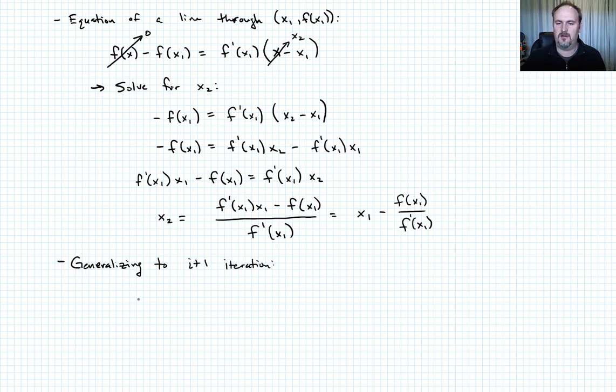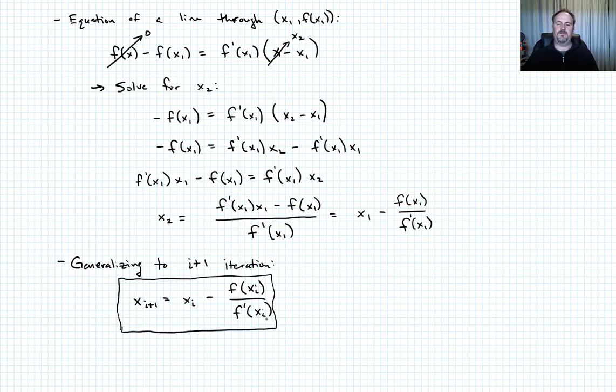Okay, this is now x, the I plus 1 iteration, is equal to whatever we got from the ith iteration minus f of x evaluated at I times that derivative f prime evaluated at xi. Right? So this is the general form of Newton's method for a 1D problem.